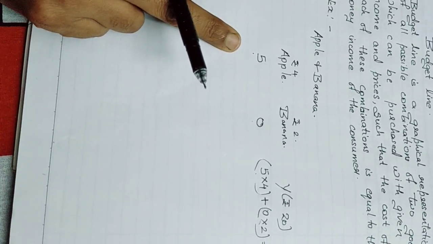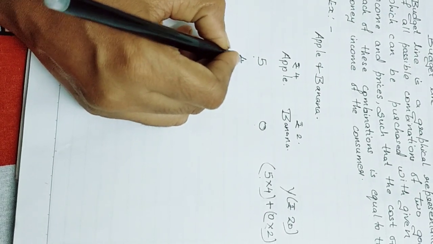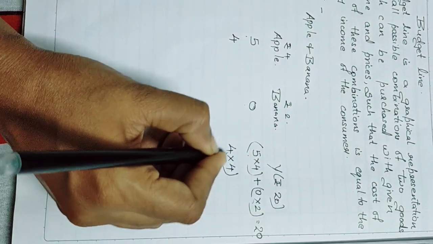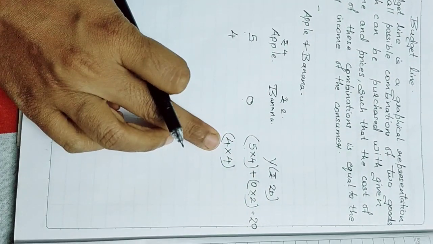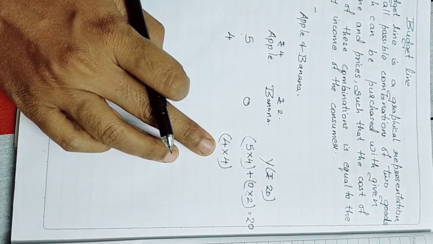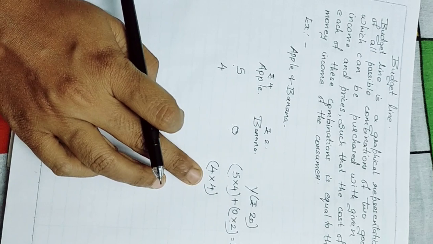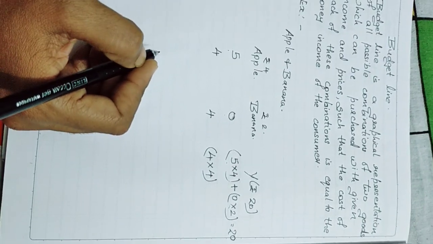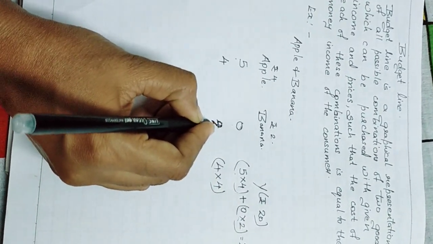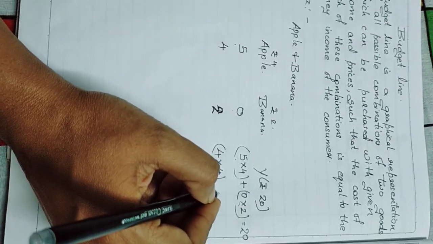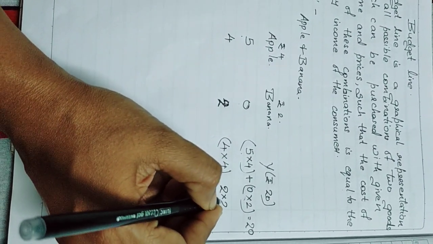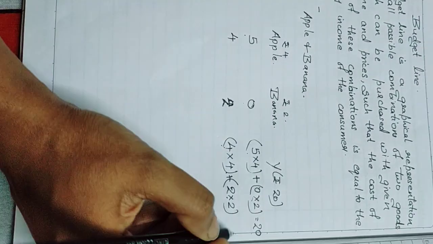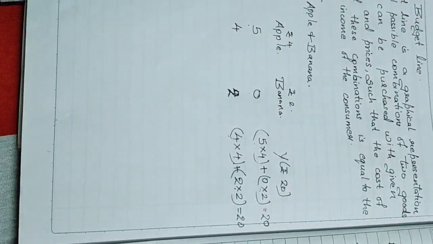So here I took 4 apples. 4 apples means 4 into 4, that is 16. Out of 20, I have already spent 16 rupees. Now how much is left? 4 is left. So here 2 bananas, that is 2 into 2. So 4 fours are 16, 2 twos are 4, and you again get 20.